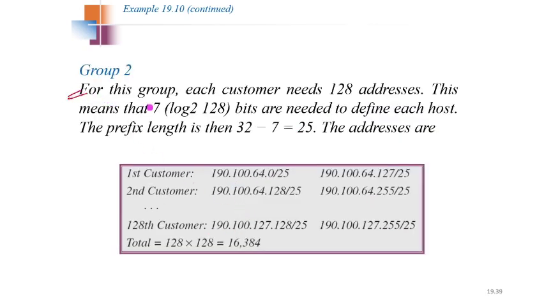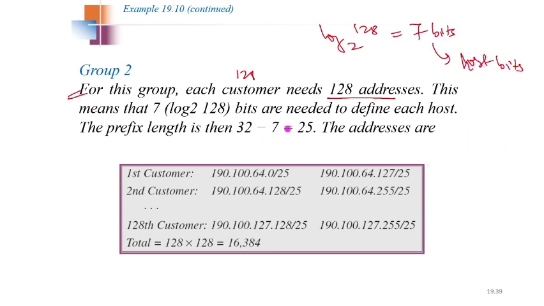In the second group, 128 customers are there and each needs 128 addresses. So 128 addresses means log 128 to the base 2, which comes to 7 bits. So 7 bits will be the host bits.